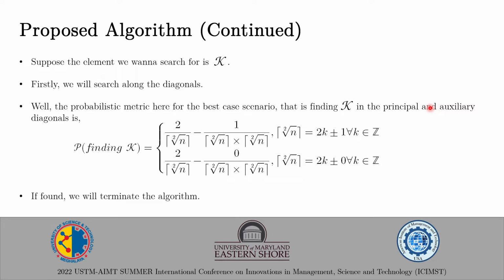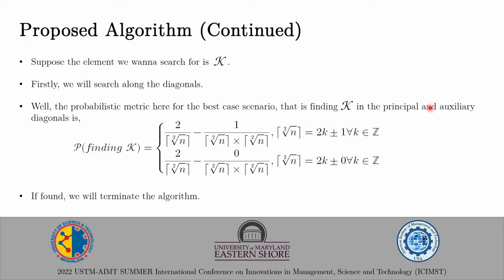Now we know that some rectangular figure, like we can consider a square as a rectangle also, so the square matrix will in some way be similar to that of the rectangle. We know that in a rectangle there are two diagonals, so we will be searching along the diagonals at once.